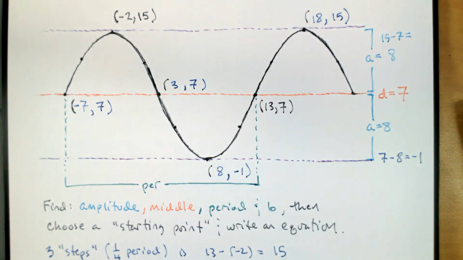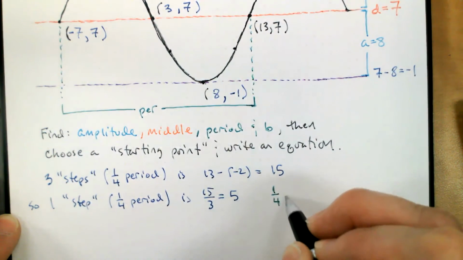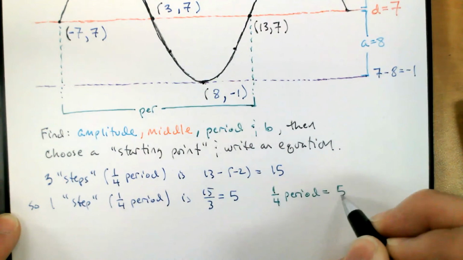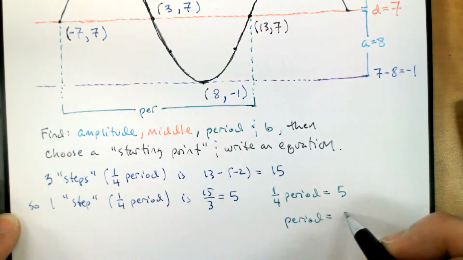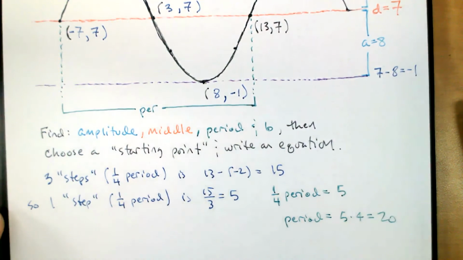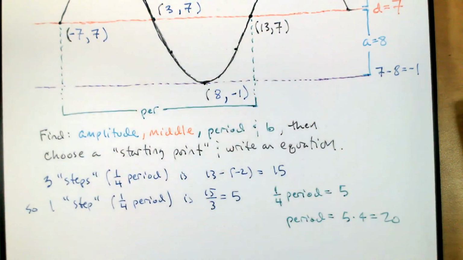So if a quarter of the period is 5, that means one full period is 20. If a quarter of a period is 5, that means one period is 5 times 4, or 20. We could also calculate the period by looking at the difference between any two similarly named points. So 13 minus a -7 is also 20.